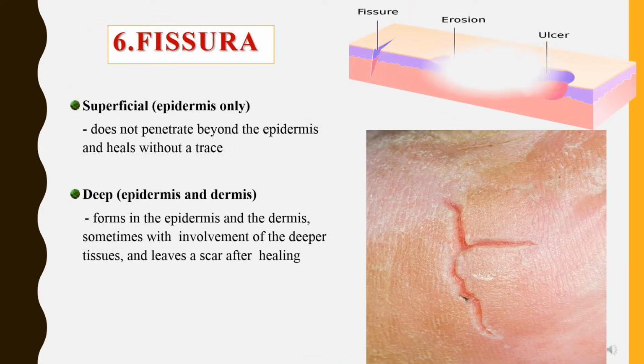The next morphological lesion of the skin is called fissura. It can be superficial or deep. Superficial fissures don't penetrate beyond the epidermis and heal without a trace. Deep fissures form in the epidermis and the dermis, sometimes with involvement of the deeper tissues, and leave a scar after healing. Also, we can find linear fissures, which are defects in the skin that appear when the skin has lost its elasticity due to inflammatory infiltration of the skin.